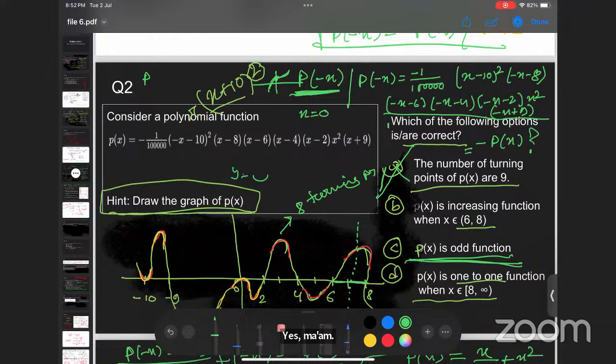No, because if we do common also, x plus 8, x plus 6, and x plus 4, then the intersection points will be minus 2, minus 4, minus 6, minus 8, right? So this is not possible. The polynomial is not odd.